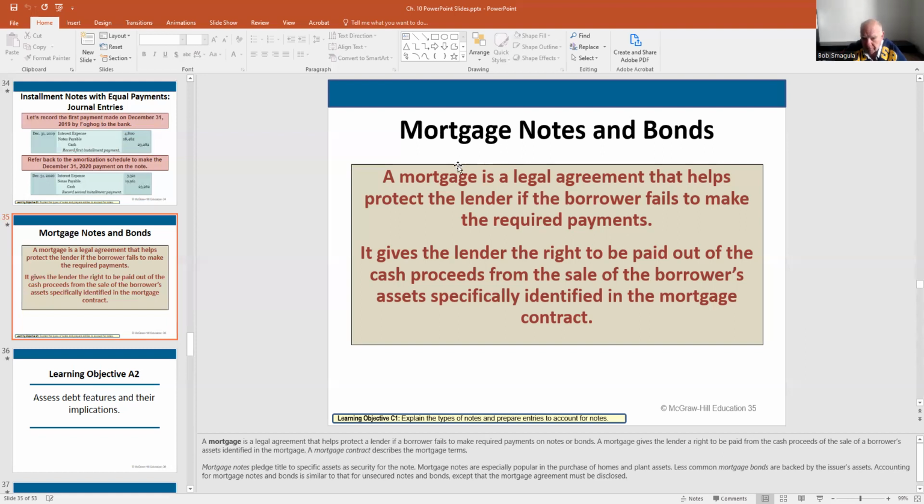A mortgage gives the lender, the bank, the right to be paid out of the cash proceeds from the sale of the assets specifically identified. Well, say you make the payments for 10 years, and then you lose your job, sadly, where your income dwindles and you no longer can make these payments and you fall behind. The bank will simply repossess the house, and hopefully they'll sell it to someone else and, you know, recover some of their money. And in the meantime, they'll still continue to come after you for what you owe them up to that point.